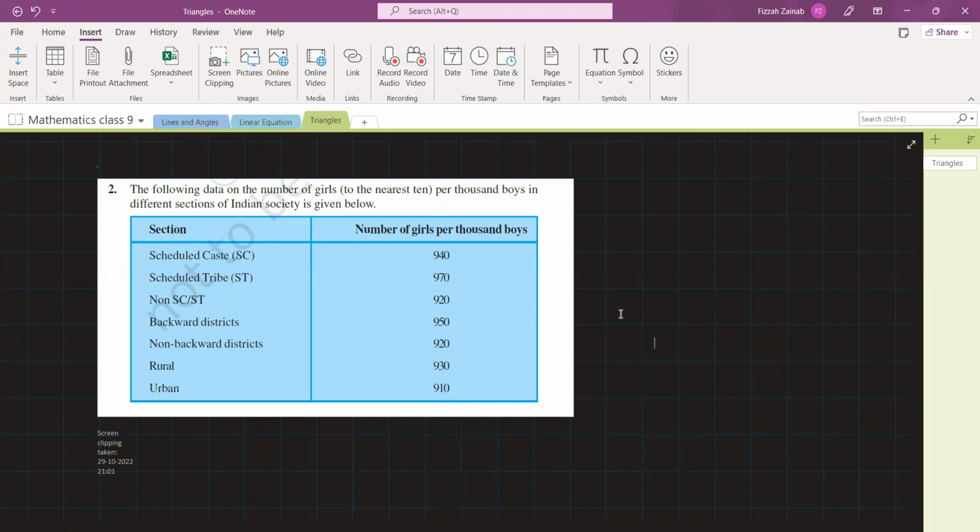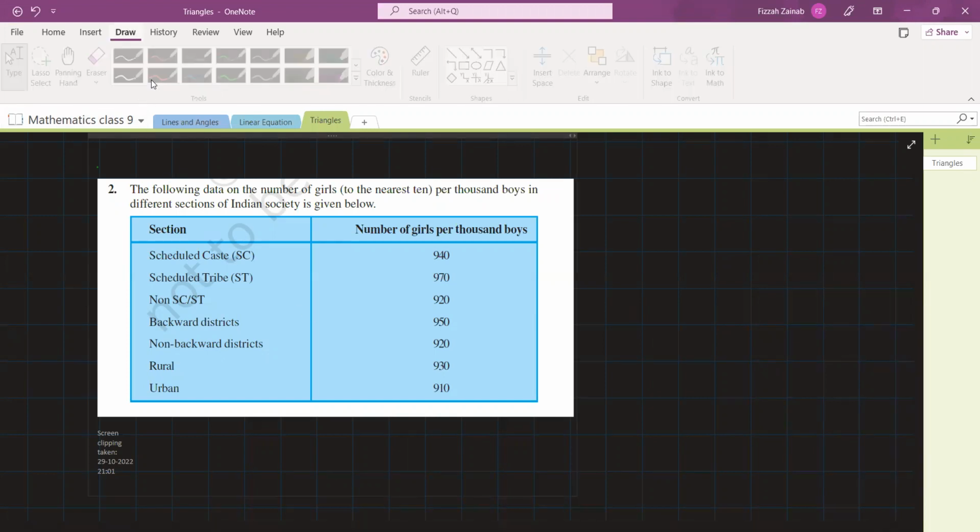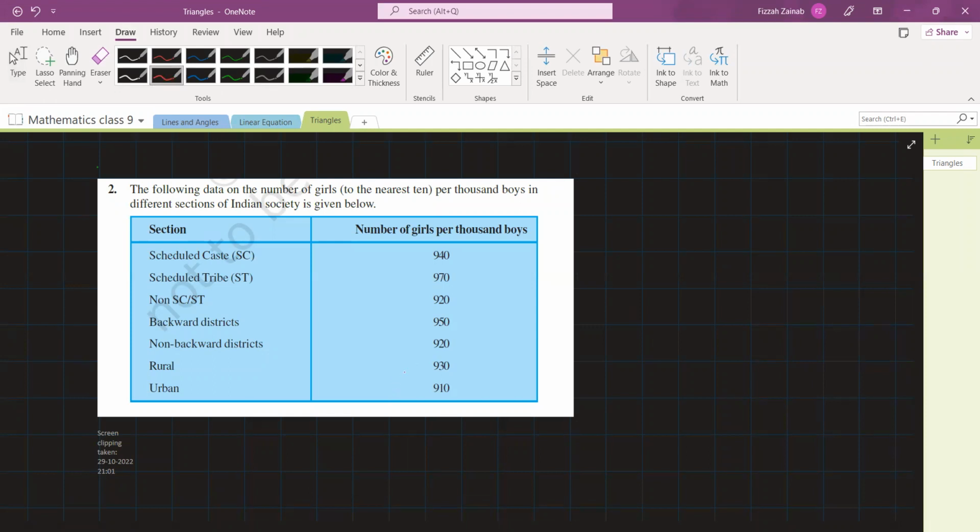Okay, next question. The following data on the number of girls to the nearest 10 per thousand boys in different sections of Indian society is given below. So just understand the data first of all. This is a section of society and this is the number of girls per thousand boys. In scheduled caste it is 940, scheduled tribe it's 970, and like that. Rural it's 930, and you can see, lowest in urban, which is 910. Now you have to represent it with the help of a bar graph. So represent the information above by a bar graph.